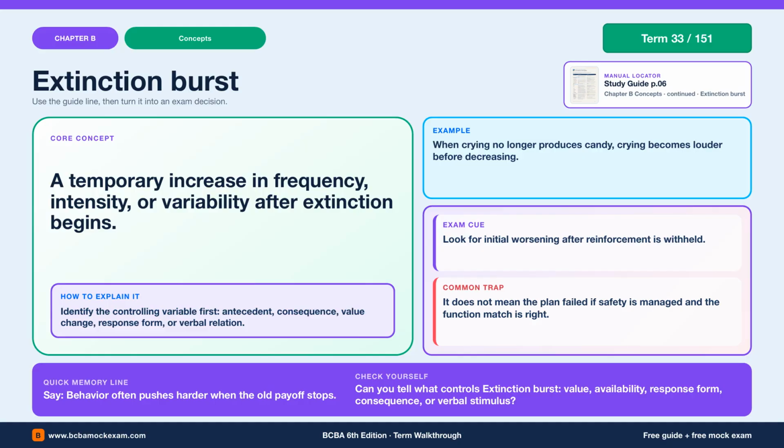Extinction burst. An extinction burst is a temporary increase in frequency, intensity, or variability after extinction begins. For example, when crying no longer produces candy, crying may become louder before it decreases. The exam cue is initial worsening after reinforcement is withheld. The trap is assuming the plan failed just because behavior got worse at first. Safety still matters, but an initial burst can be expected when the old payoff stops. Memory line: Behavior often pushes harder when the old payoff stops.